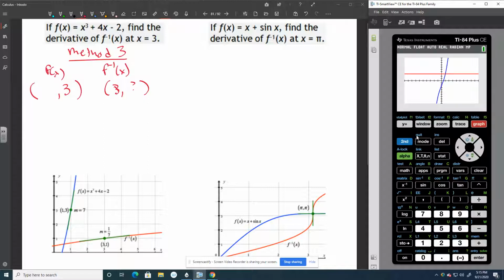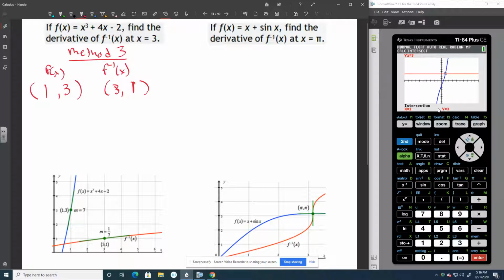So I could use the table. I could just trace and guess. It looks like it's at around 1 when x is equal to 1, but I'm not sure. So one thing I can do is second calculate, and I can find the intersection of those points. I get close to that point, and I hit enter, enter, enter. And it tells me that they do cross when x is 1, y is 3. So that tells me in my original function, I get an output of 3 when I put 1 into it. So my inverse function is the opposite. When I put in a 3, I get a 1 out.